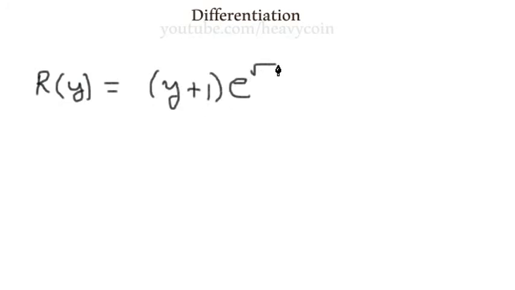Alright, moving right along. Let's see here. How about we have, let's name our function r. How's that? R of, we'll use some different letters this time. R of y. So we're going to have y plus 1 and e to the square root of y. Okay, so this looks like the product rule. We have two separate functions here, and so we're going to use product rule.